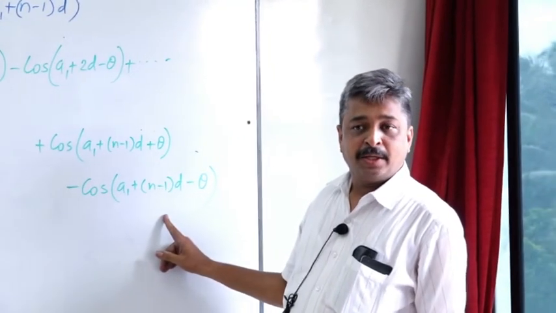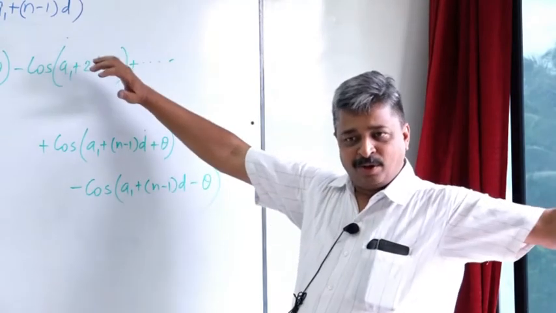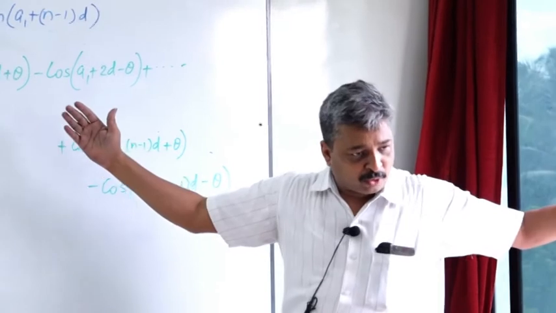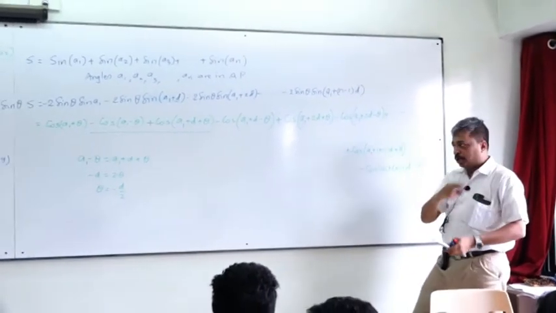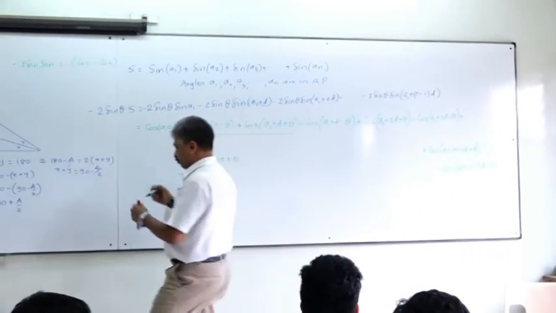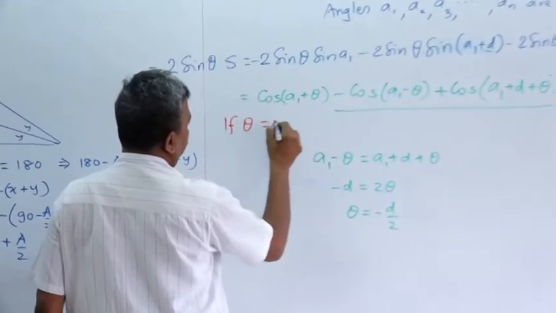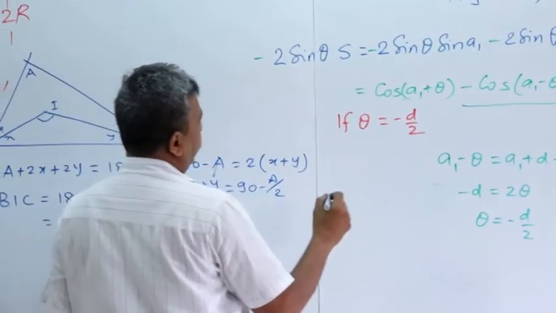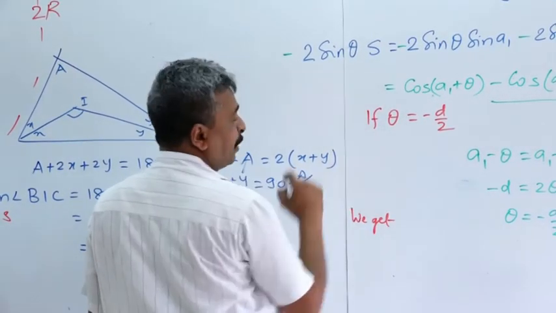Do you understand? So this is called a telescopic setup. I mean, it is long right now, but for the value of theta equal to minus d by 2, we collapsed the entire long summation into only two terms. Therefore, if theta is equal to minus d by 2, what do we get? We get theta is equal to minus d by 2.